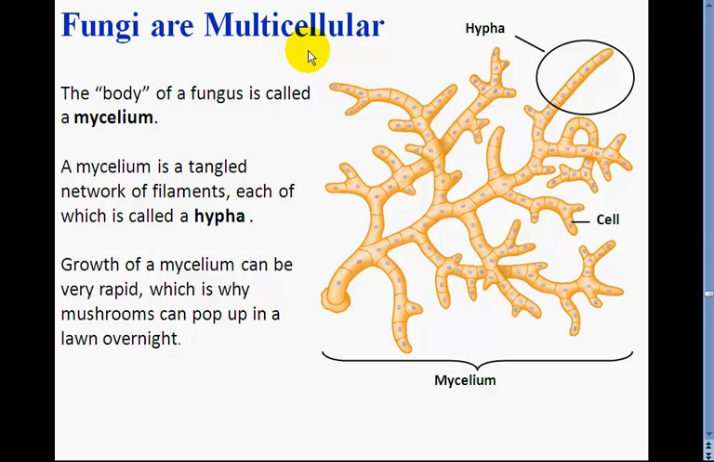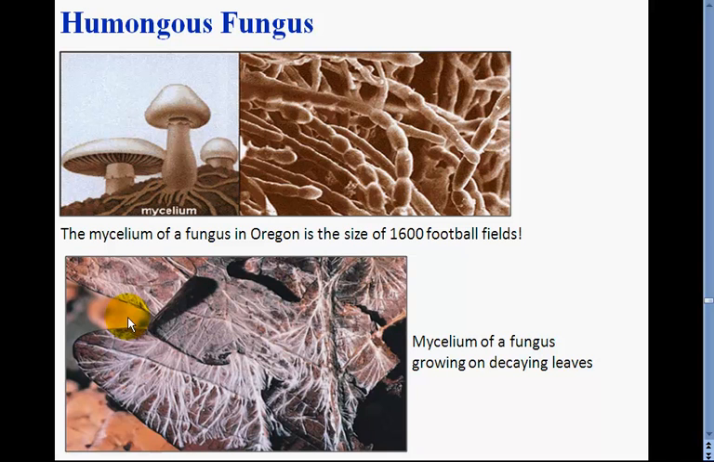Fungi are usually multicellular. One exception is yeast, but for the most part, they're made of many cells that branch together to form mycelium. Each little branch of the mycelium is known as a hypha, and this is usually found underground, but you'll see above ground mushrooms popping up. Mushrooms are actually the reproductive part of the fungus.